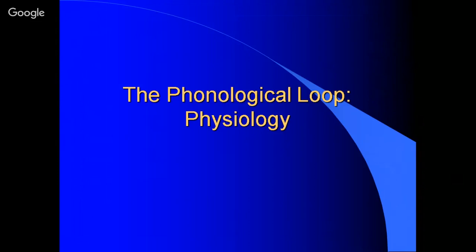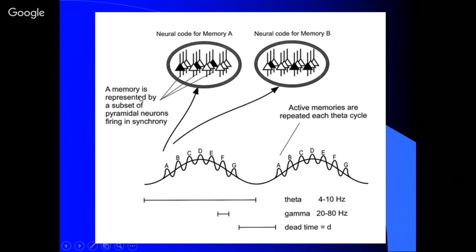The physiology, and this is a simple-minded physiology, the idea here is that these memories are represented by a group of neurons which are firing. I wouldn't say in synchrony, but they are firing in coordination. Yeah, and some coherent signal process. Right, it's not synchrony, it's a chronologic sequence.